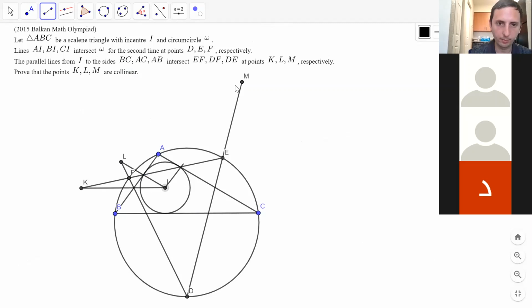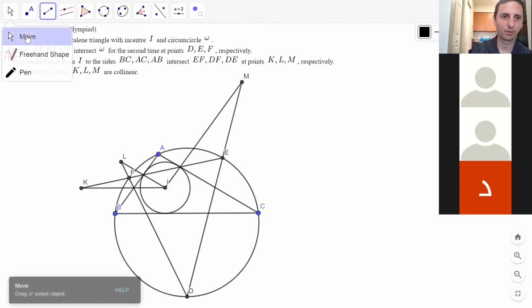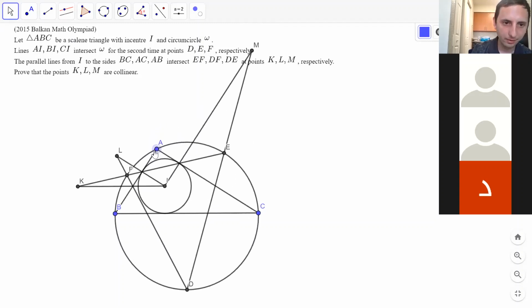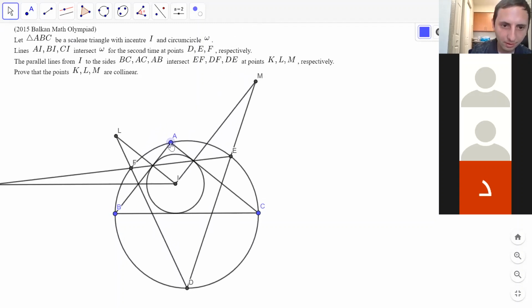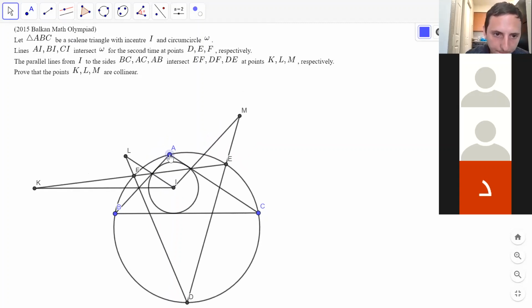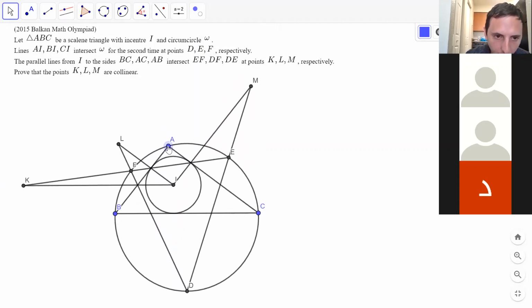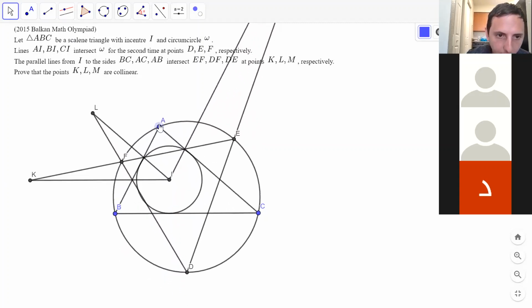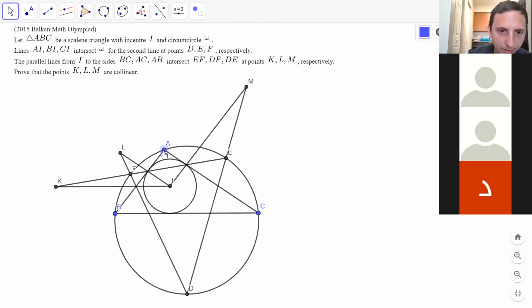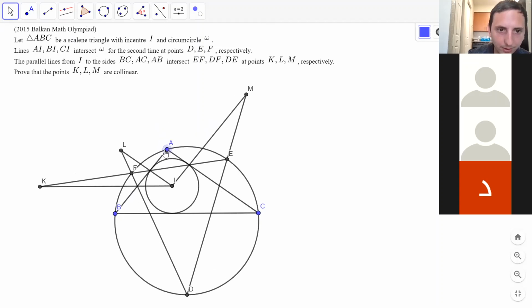So IK, IL, and IM, they're all parallel to three sides of the triangle. I don't think this actually crosses through. There's no way. But yeah. Oh, wait. Are these the polar? So, oh yeah, EF is the polar. That's right. Oh no, it's not. I was going to say, I got tricked. It looks like it passes through the tangency points, but it doesn't actually.